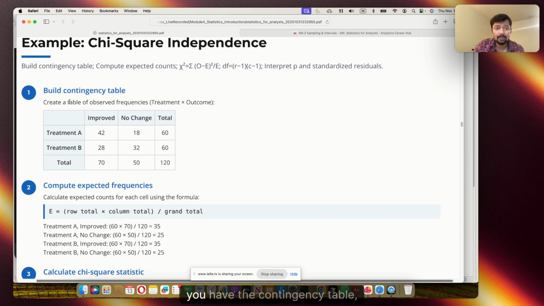Now chi-square, where you have the contingency table. You have treatment 1, treatment 2, improved, no change, and total. In treatment 1, there are 52 individuals who are showing improved performance and 18 with no improvement.